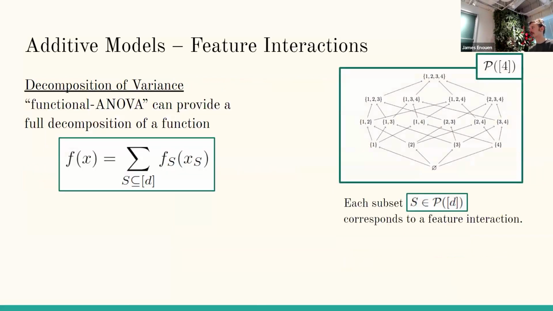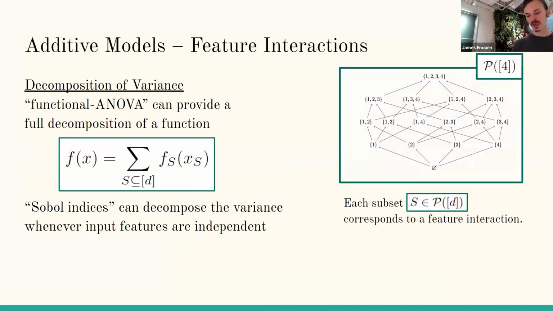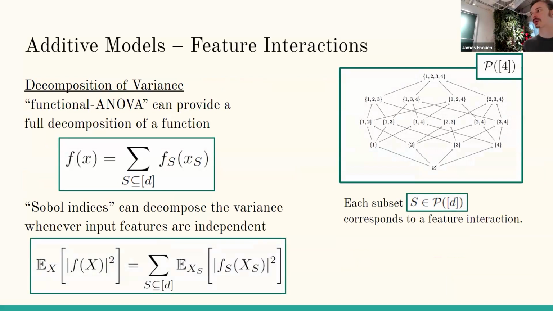So here's the power set representation for just 4 features. We can see there's 16 different subsets we're interested in. And then this functional ANOVA decomposition is providing a decomposition into all these different components. And one of the main important things is that Sobol indices, as they're called, can decompose the variance of our original function into all of the different feature interactions. So this sum that we had over all feature interactions then decomposes in the variance space as well.